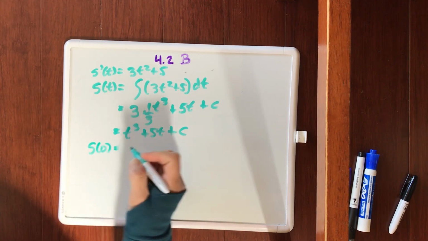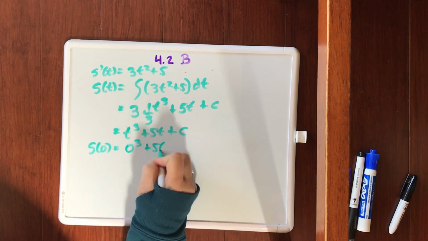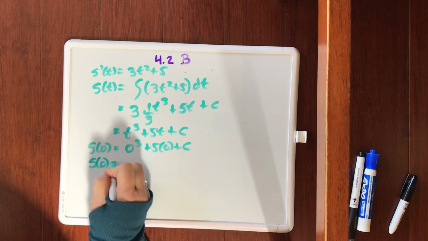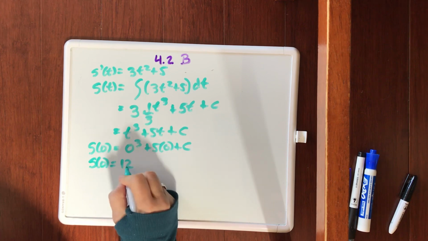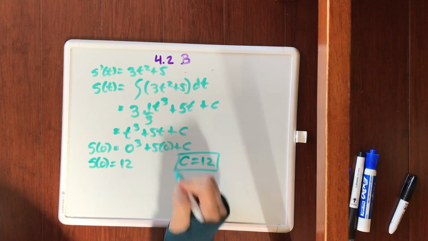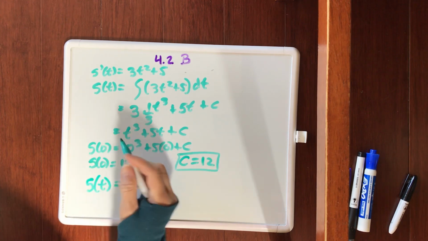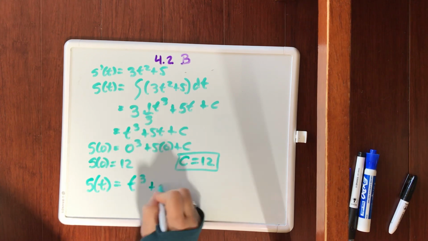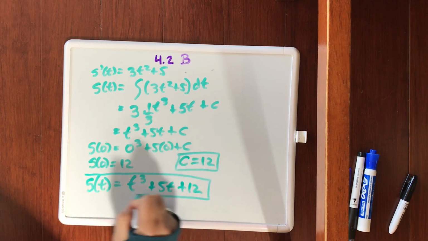Okay, what do we know about s of 0? If we put a 0 in there, we're going to get 0 cubed plus 5 times 0 plus c. But what did they tell us? They told us earlier s of 0 equals 12. So here, if s of 0 equals 12, then what does that tell us? c must equal 12. Okay, so in answer to the question, s of t is going to equal t cubed plus 5t, and what is our c? Plus 12. Ta-da! There's our answer.